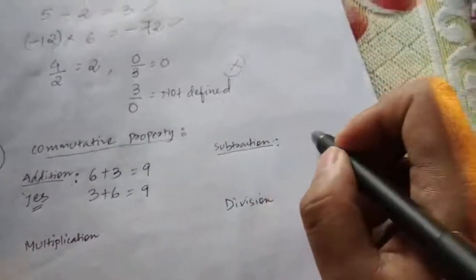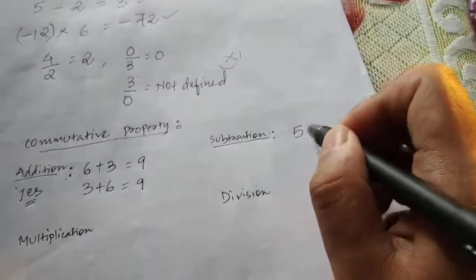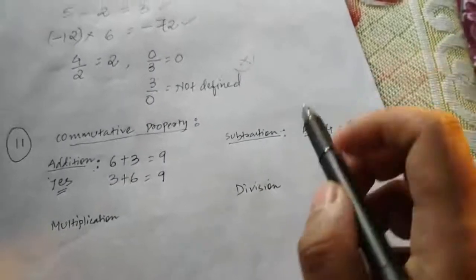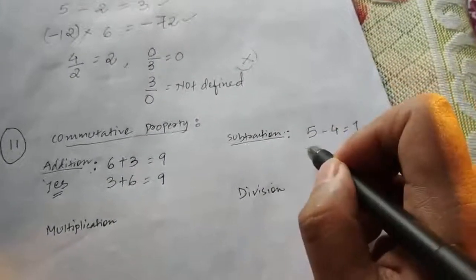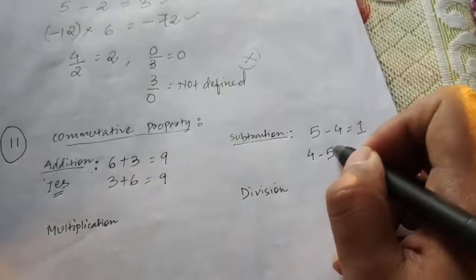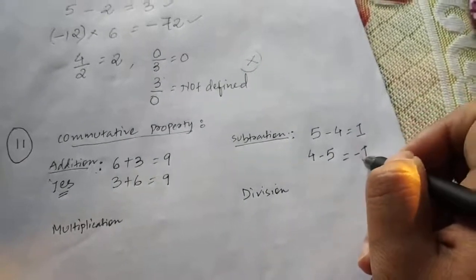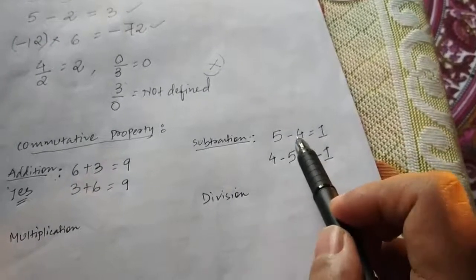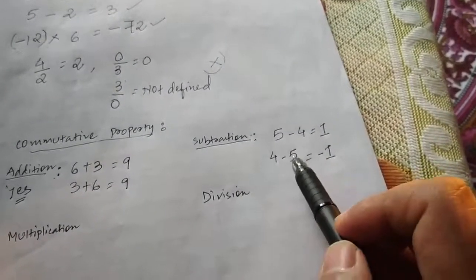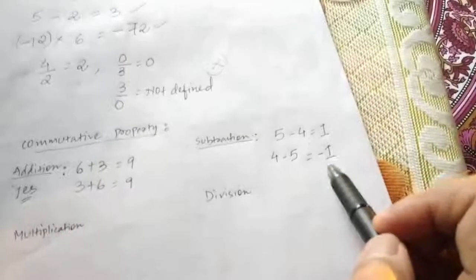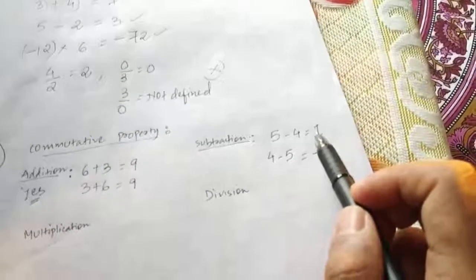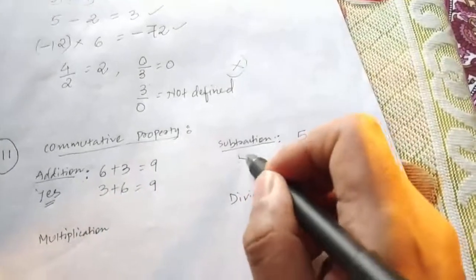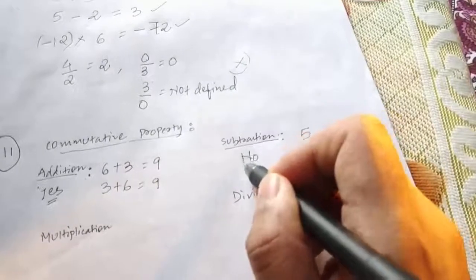In the case of subtraction, suppose we take 5 minus 4, we will get 1. Now if we change the order, that is 4 minus 5, we will get minus 1. So here you can see that when we have changed the order of the integers, that is when we have written the 4 at the first and 5 at the second, the answer is changed. So our commutative property for subtraction is not true. So we will write here no.